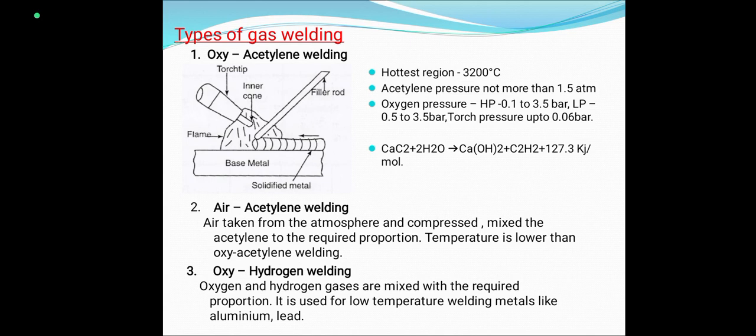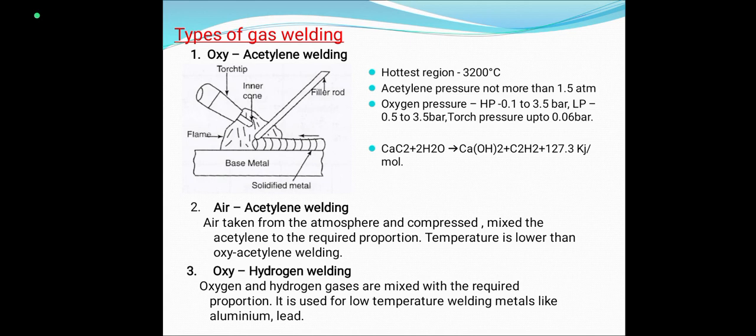The hottest region is 3200 degrees Celsius. Sustained pressure is not more than 1.5 atmosphere. Oxygen pressure is 0.1 to 3.5 bar. Less pressure is 0.5 to 3.5 bar. Torch pressure is up to 0.06 bar.